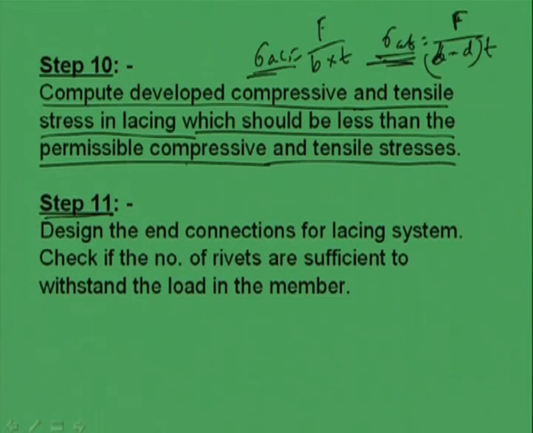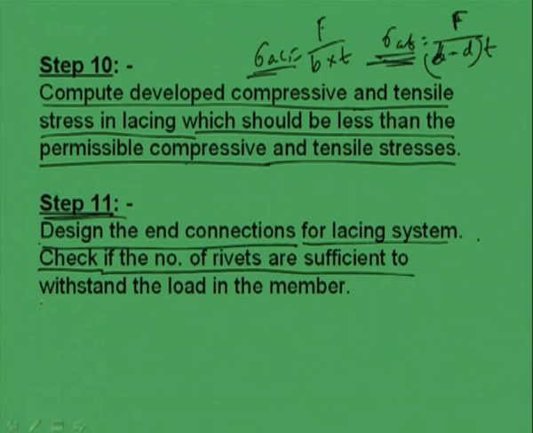Next, we will go to step 11, the end connection design. So, design the end connections for the lacing system and then check if the number of rivets is sufficient to withstand the load in the member. We will check whether the number of rivets which we have provided is sufficient to withstand the load of the member.